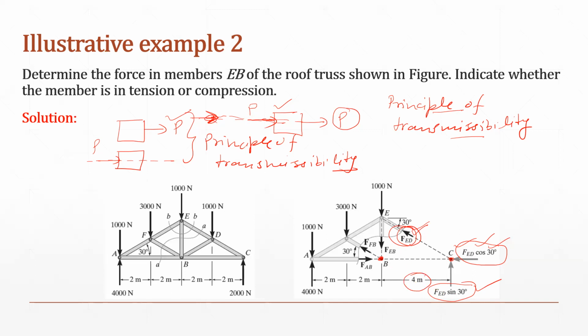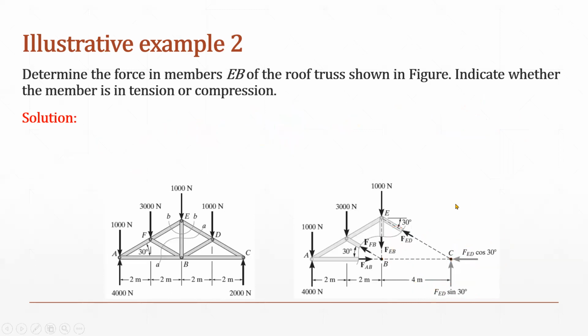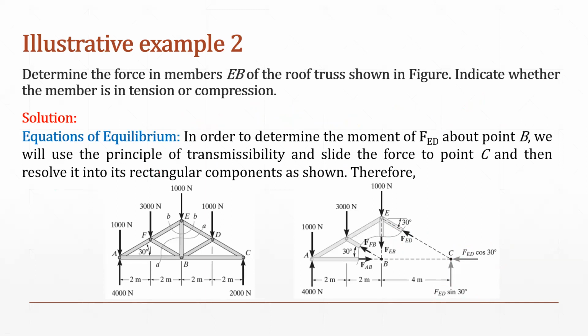Okay, so now we will analyze it. This is what I have written here to apply the equation of equilibrium. I am using only one of the equations of equilibrium, which is summation of M. In order to determine the moment of FED about point B, we will use the principle of transmissibility and slide the force FED to point C, and then resolve it into its rectangular components as shown in the figure. So this is what I have explained so far. We have transmitted this force to C using the principle of transmissibility, and now we will apply the equation of equilibrium.